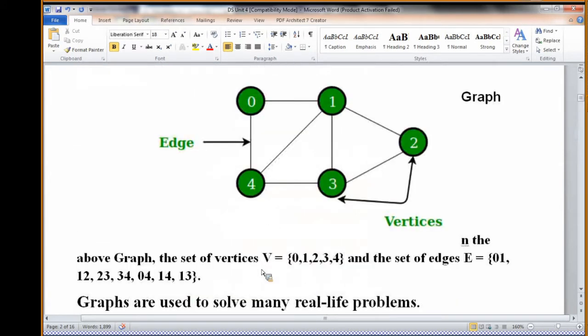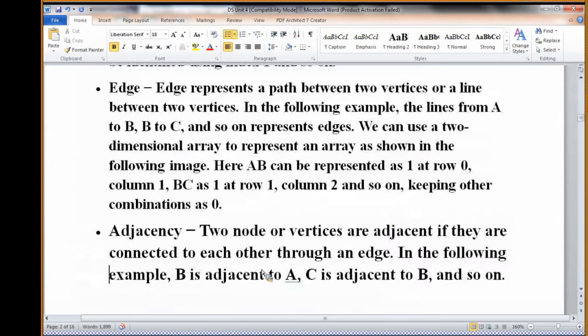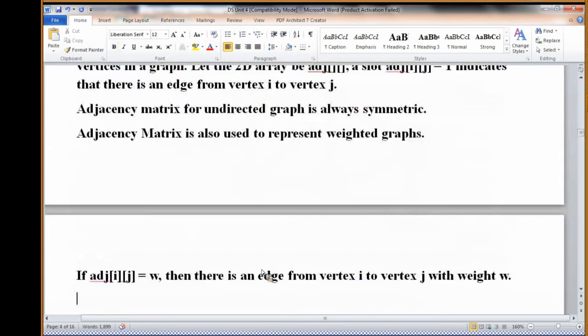0, 1, 2, 3, 4, and this can be represented in the adjacency matrix form, and those values will be stored for representing the graph. That means a graph will be represented in a data structure way by using either an adjacency matrix or an adjacency list. So please remember and note this down, so that you can better understand the adjacency matrix of the above graph.